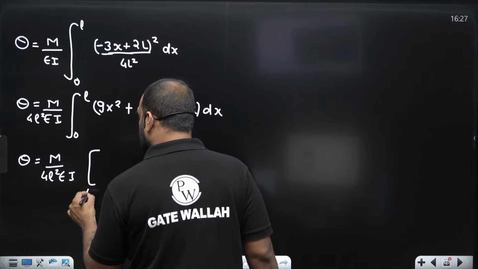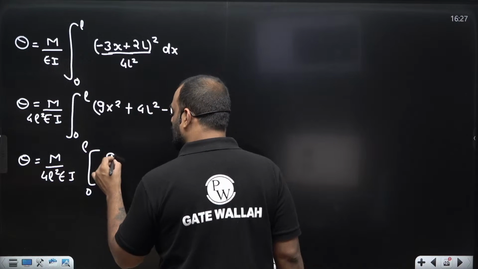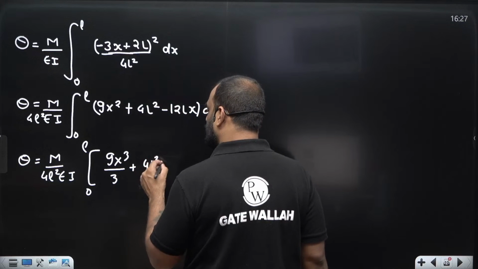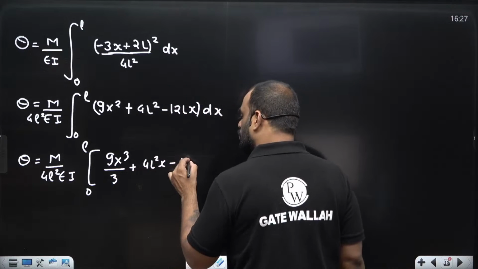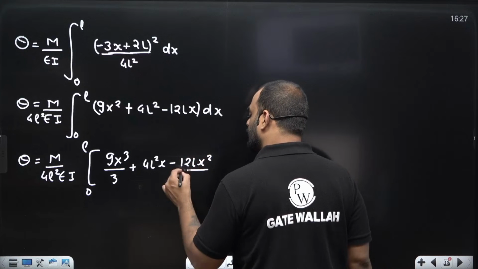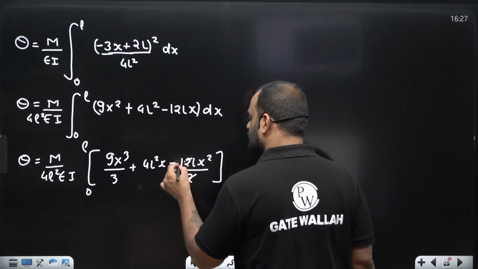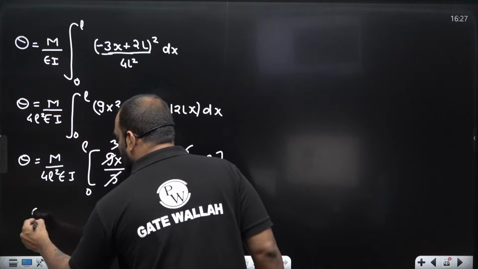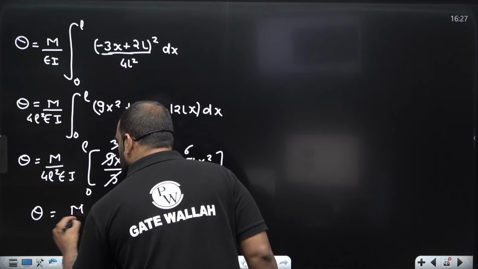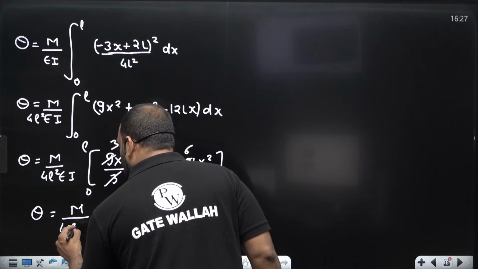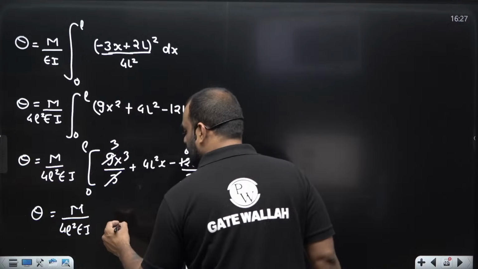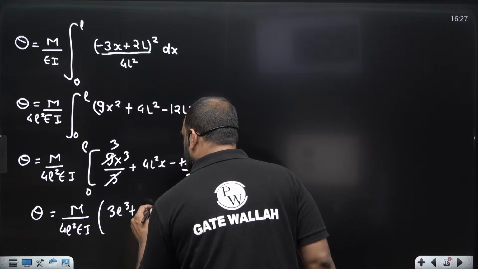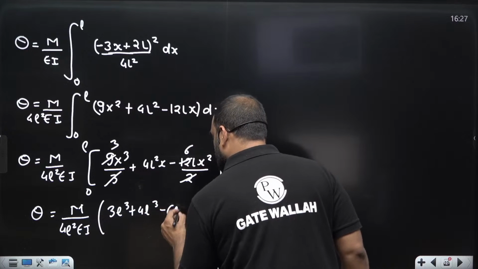After integrating it, what will you get exactly? This value will become 9x cubed by 3 plus 4L square into x minus 12L into x square divided by 2. You can cancel this, it will become 6. You can cancel this, it will become 3. Now place the value of L over here. So theta is equal to m upon 4L square EI, and place this particular value, it will become 3L cube plus 4L cube minus 6L cube.